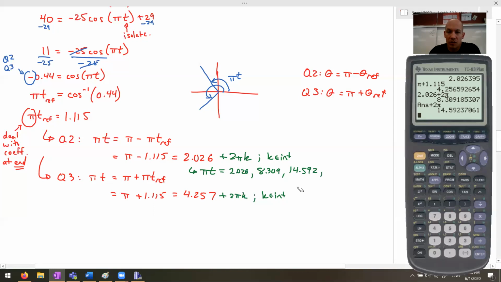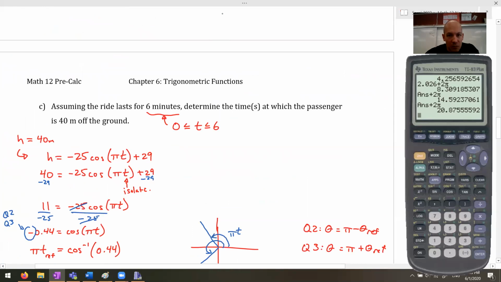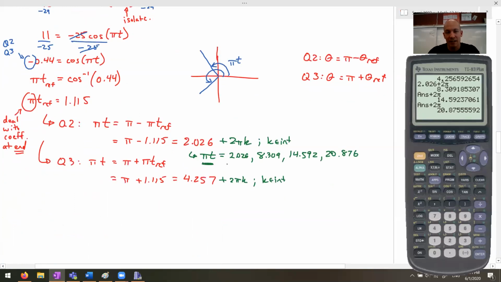Now I'm going to go ahead and do something here. Let's get one more, but I don't think we're going to have too many of these, because at some point we're going to get out of our domain. Now if you're going, why are you bothering to do this? I thought you told me the domain was t is between 0 and 6 minutes, so why do I need any times bigger than 6 minutes? Keep in mind what we've solved for is pi t equals all those values. So for t, you're going to have to divide everything by pi.